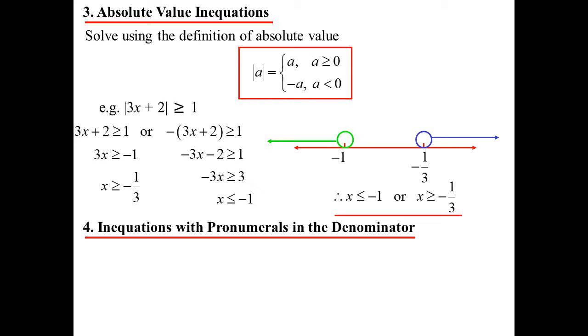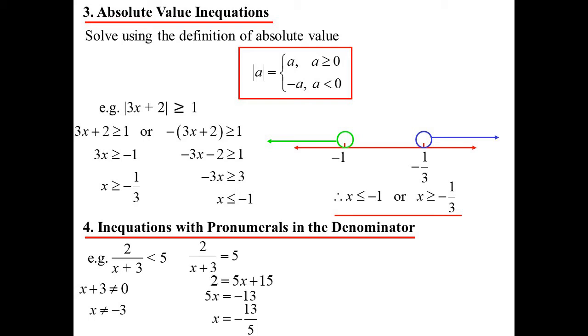Well, the next one we moved on to was pronumerals in the denominator. And as you know, I much prefer to use critical points for this one. It's the same sort of idea. I look at this and say, well, bottom of the fraction can't equal 0. So I know x equals negative 3 is a critical point. Now, solve it like an equation. I get x is minus 13 on 5.